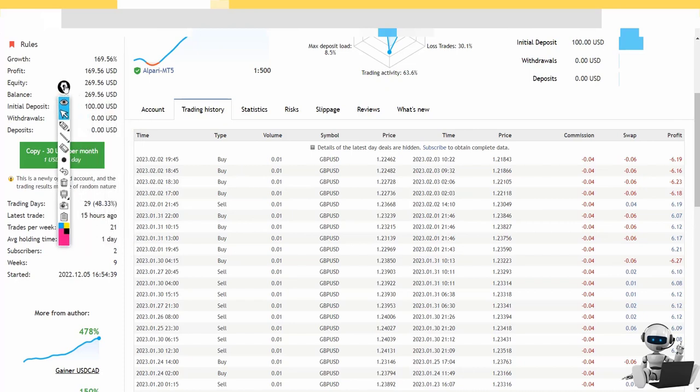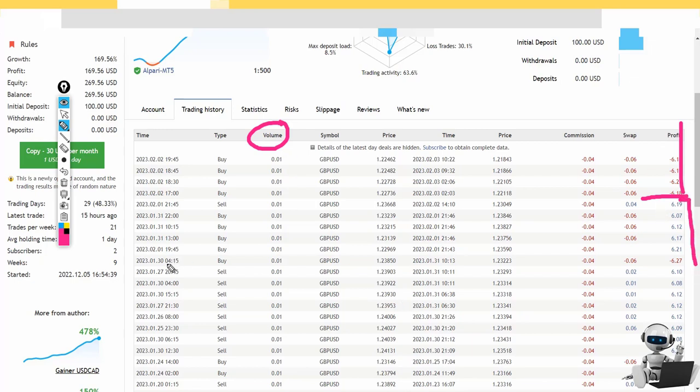So for the trading history, you can see the volume or the lot size does not increase, which is amazing. No martingale. Okay, but we have a stop loss as well. It is very good to know we have a stop loss, and we have take profit as well.